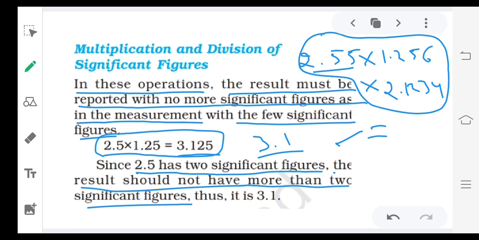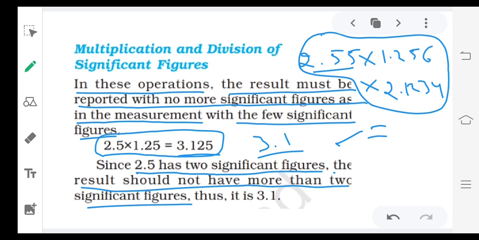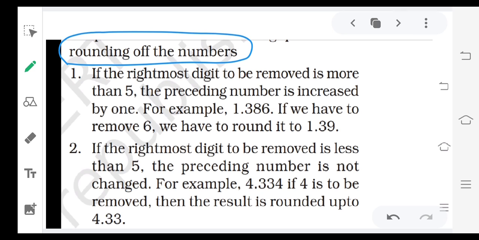Next, see here, if you want to reduce the number of digits from the result, we should follow some rules. The process is called rounding of the numbers. So here you should not simply remove digits from 3.125. I have removed 5 and 2. There are some rules. We should not remove them simply. We should follow the rules while removing numbers from the results. That process is called rounding of the numbers.